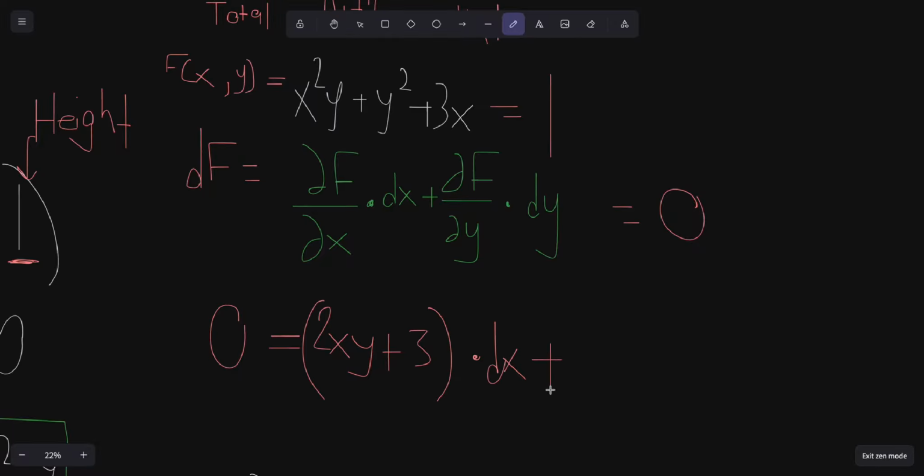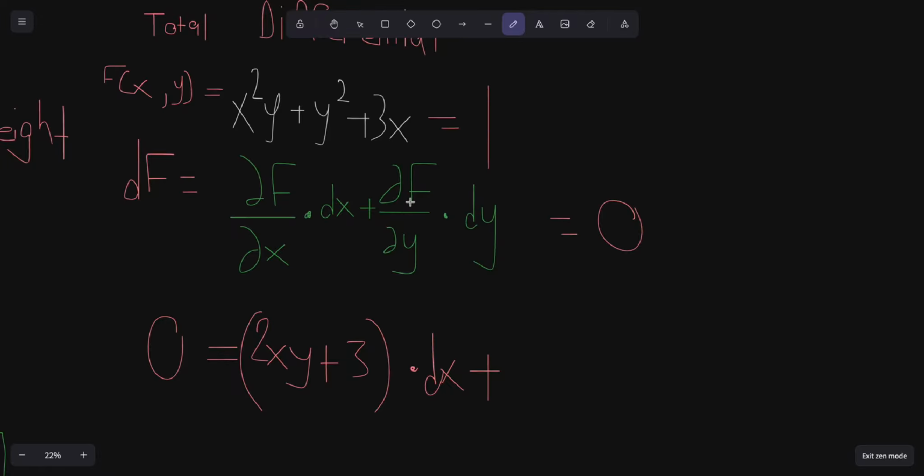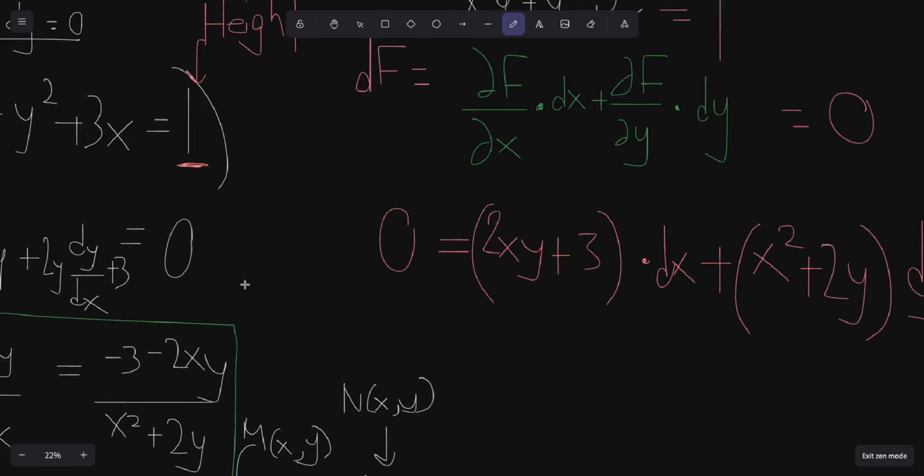And likewise, you add this to the partial derivative of f with respect to y. And so that means that we treat x as a constant. So this right over here would be a constant. And you would just get x squared plus 2y, right? And then this would be multiplied by dy. And you would set that equal to 0.